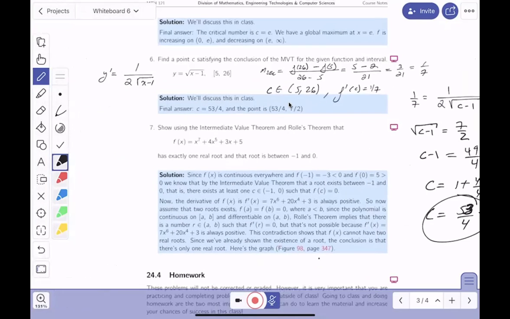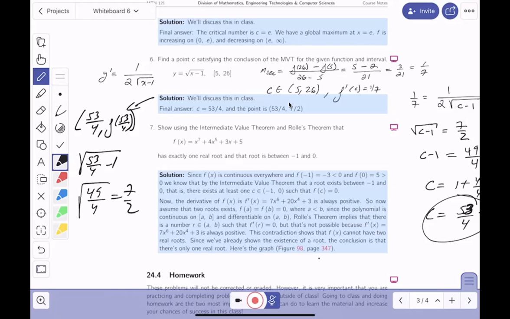Did they ask for anything else? Find a point C. Oh, they said find a point. Let's write the point down now. So the point is going to be 53/4, f of 53/4. All right. Now, by the way, I think I could probably do that, and maybe I should do that. So what's the square root of 53/4 minus 1? That would be 49/4, which is 7/2. All right. That point's listed over here for you. Not so bad.